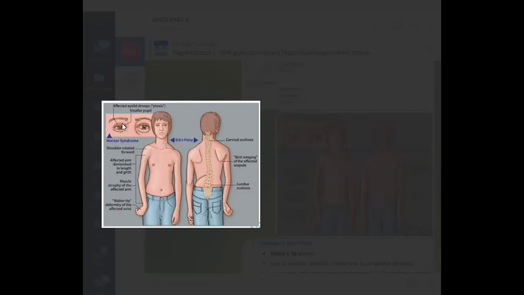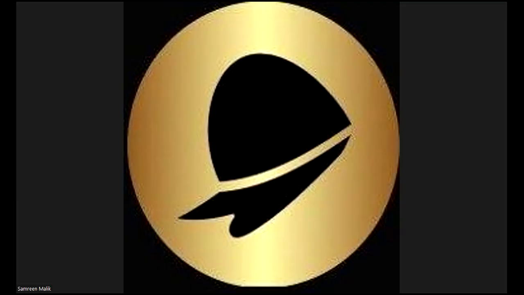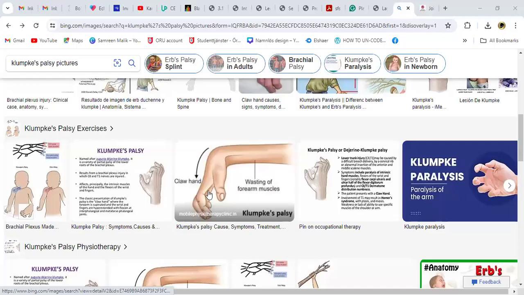So that is one condition. I'll stop sharing this one and tell you about another condition that can also occur, called Klumpke's palsy. Let me show you here. I'm sure you can see how the arm is. There is wasting of the forearm muscles. There is claw hand, which could be like this.